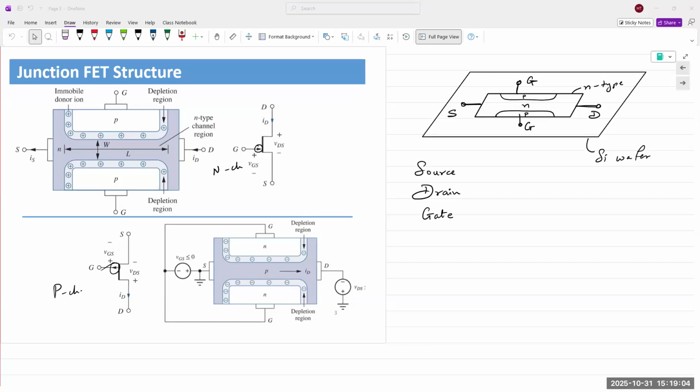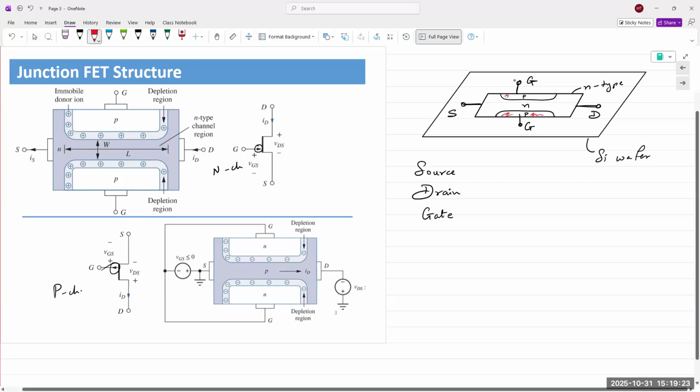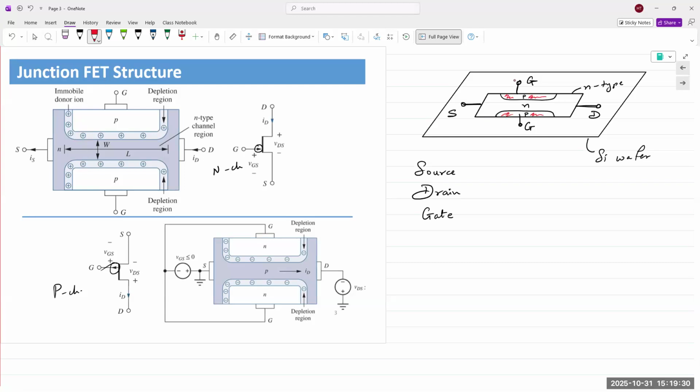What we do is implant or diffuse P-type material into an N-type material. And so we have two identical P-type structures on either side of our N-type substrate. And because of that, there is a channel in the middle that is of N-type. Majority carriers in N-type are electrons, minority carriers are holes.